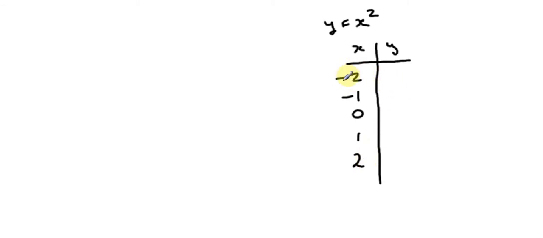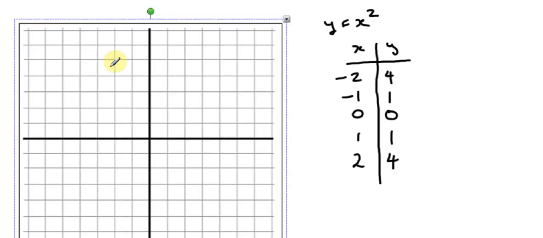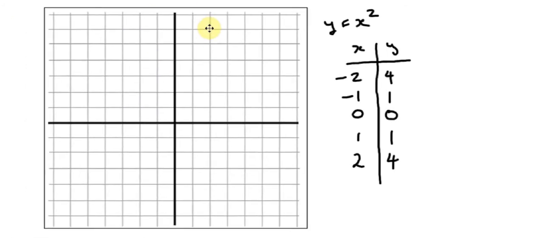When I square these x values, when I plug them in, this one becomes +4, this one's +1, 0 squared is 0, 1 squared is 1, 2 squared is 4. So now what I'm going to do is I'm going to plot that on a grid. So I tried to get a grid ready to go. Oh, there it is. So let's just see if I can move this grid over just a little bit here.